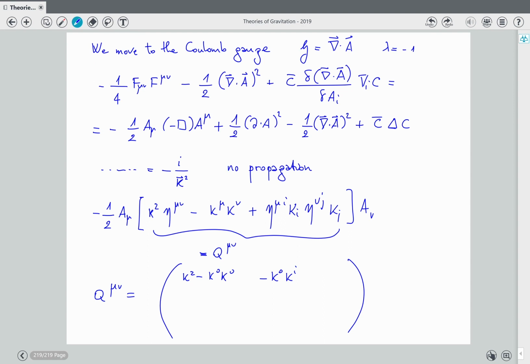Okay. Here you will have k0 minus k, another index, j. And then when you have delta ij, there you have minus k squared delta ij minus k_i k_j plus k_i k_j, because when mu and nu are i and j, this is just plus k_i k_j.